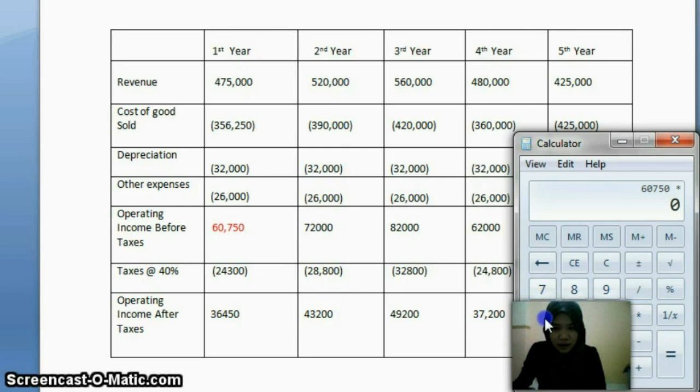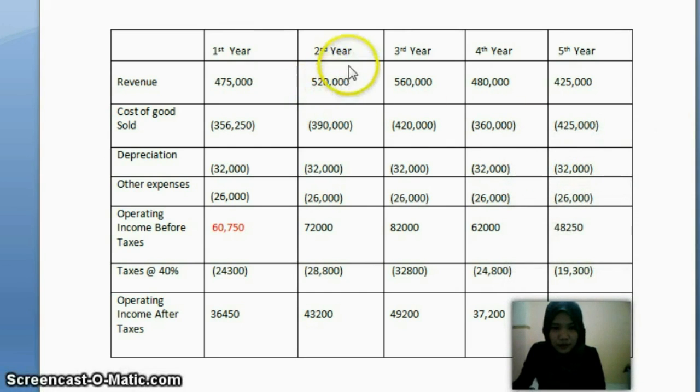There is the taxes. Calculate again. Multiply with 40%. I got 24300, and then how to get the operating income after taxes? You just take operating income before taxes minus the tax. You get the operating income after taxes. That is the same step for the second year, third year, fourth year, and fifth year.